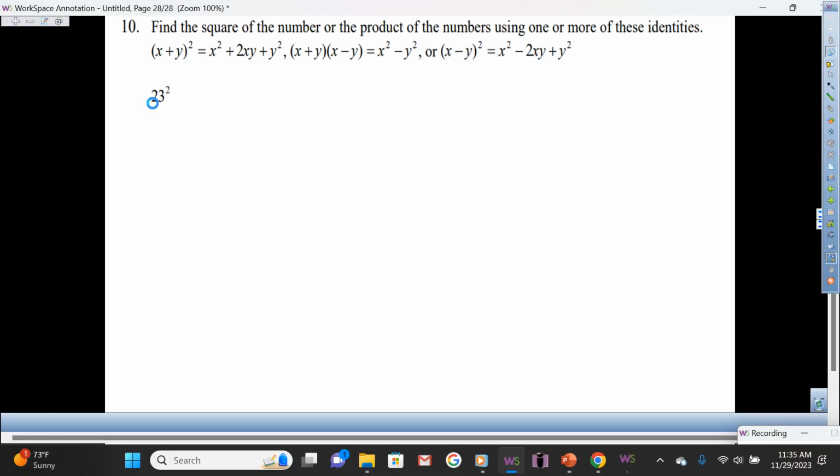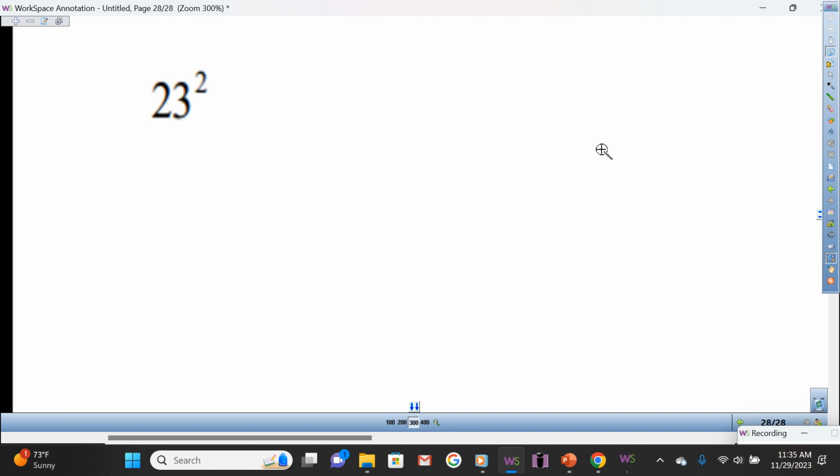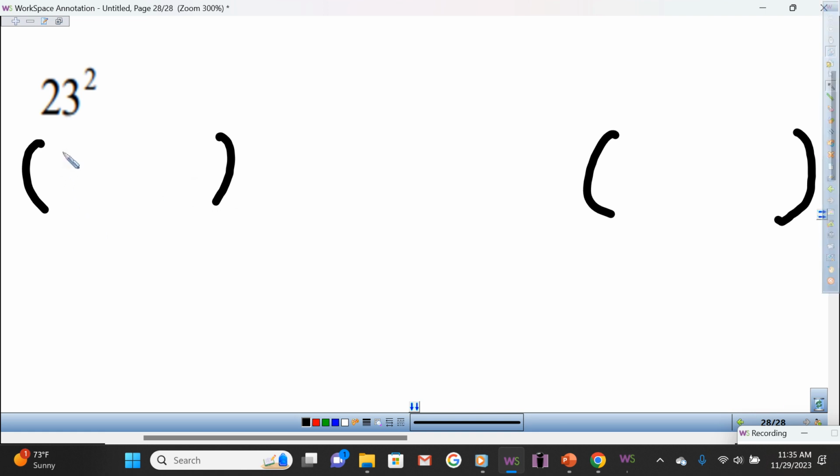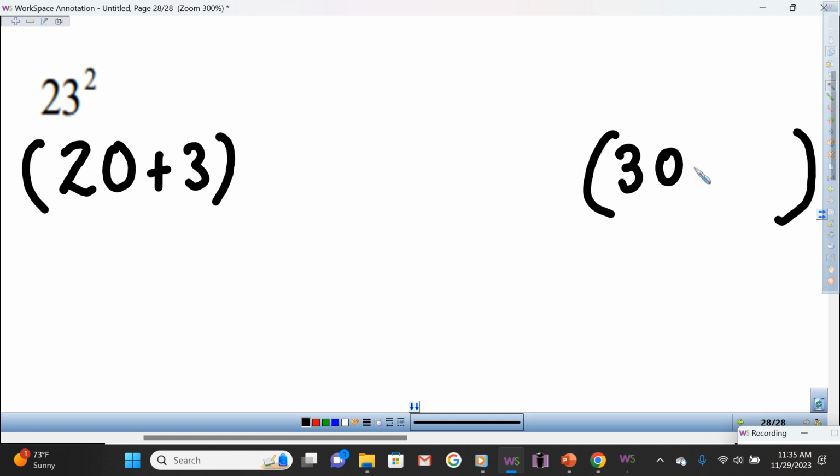Question. How do we write 23 as a binomial? Tell your neighbor. How do we write 23 as a binomial? All right, give us the first one. Jaylene, go. 20 plus 3. Have you got that? All right, and the second one, 30 what? Minus 7. Those are two different ways. One with addition, one with subtraction.